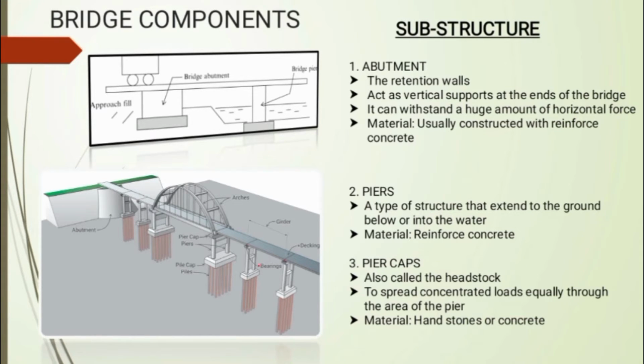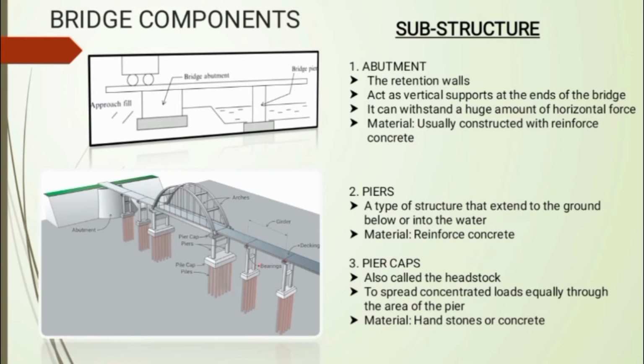Abutments are the retention walls for the ground of the bridge. They act as vertical supports at the ends of a bridge. Also, they can withstand a huge amount of horizontal force. They are usually constructed with reinforced concrete. As you can see in the picture given, abutments are located at the end of the bridge. So basically, abutments are supports made of concrete established to support the ends of the bridge by simply transferring the load from superstructure to ground.